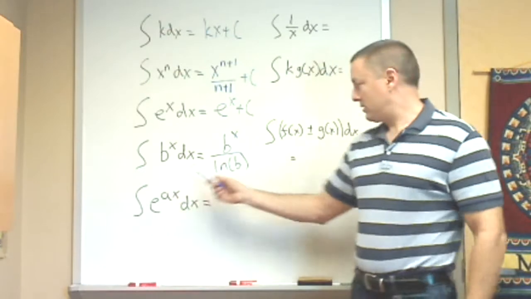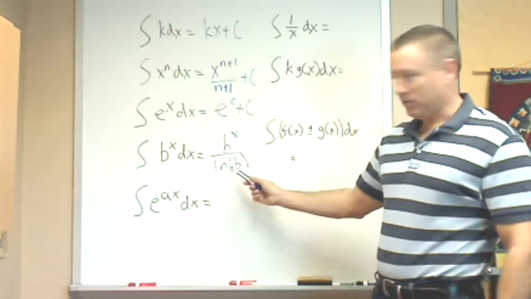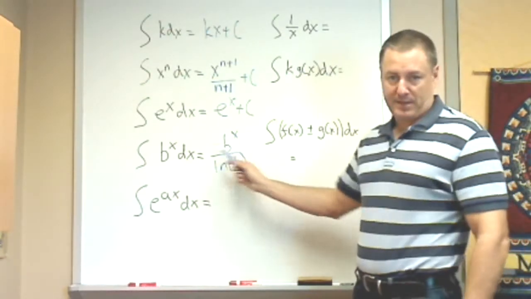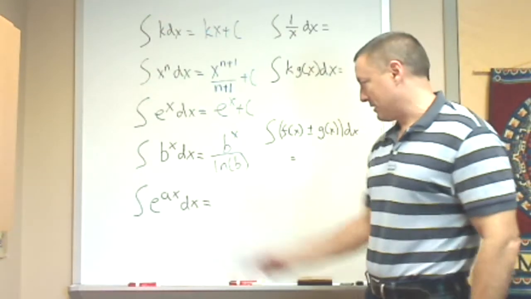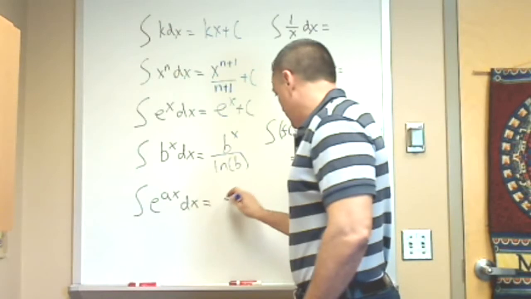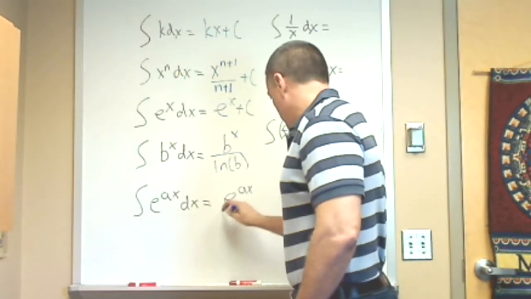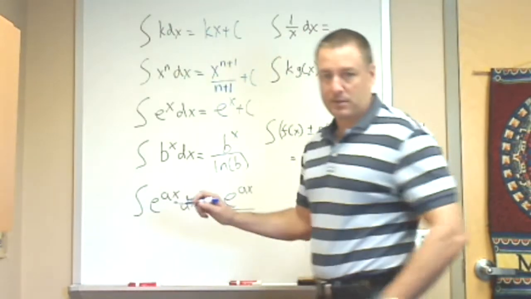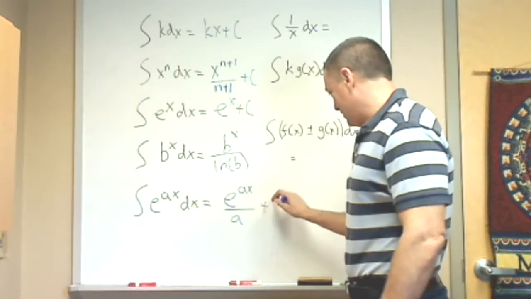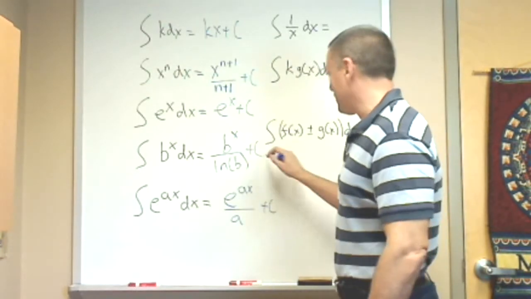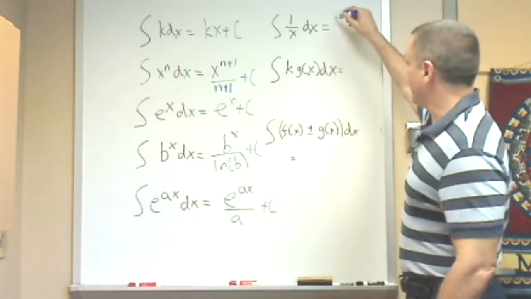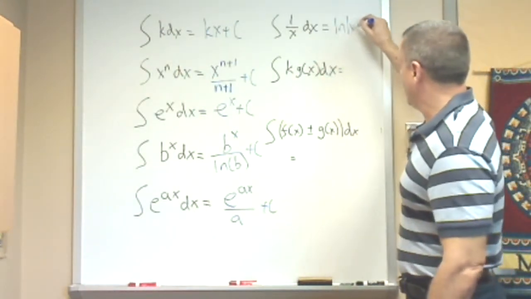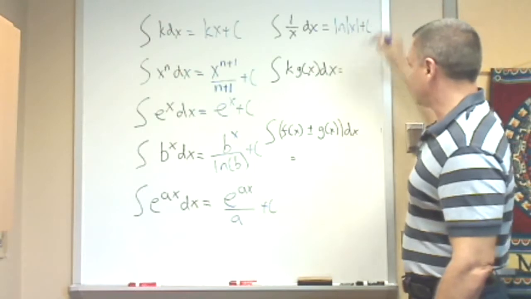Integral of b to the x is b to the x over the natural log of b. You'll recall the derivative of b to the x is natural log of b times b to the x, which would cancel that, getting us back to there. And just like students, I tend to forget my plus a c. So we do want to remember this. There's always a plus a c degree of freedom on our integration. 1 over x is natural log absolute value of x plus c.